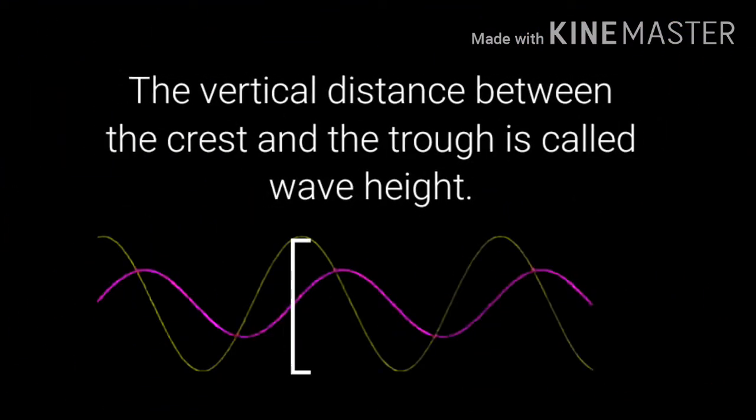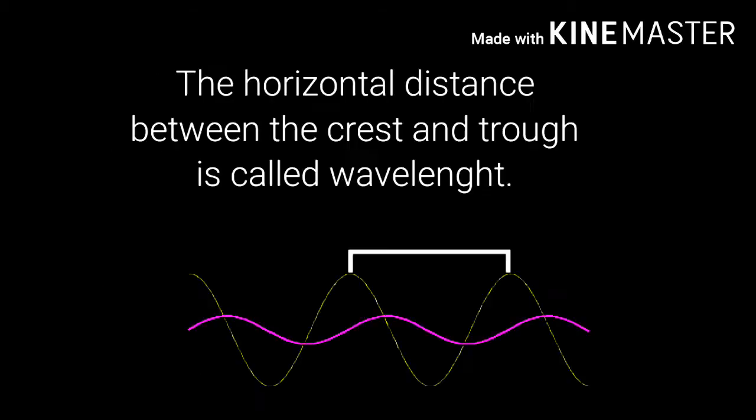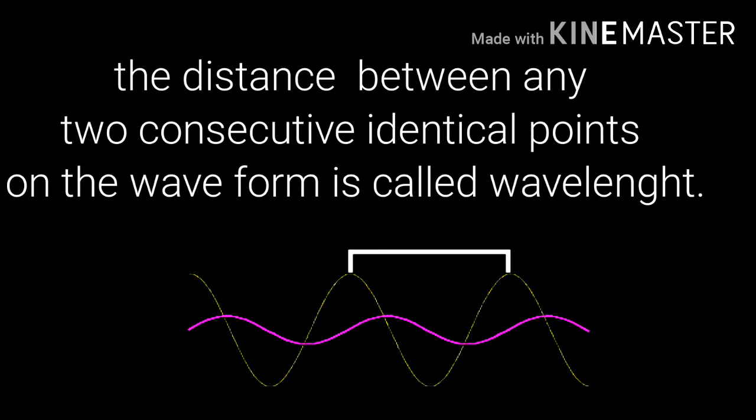Next thing to remember is that the vertical distance between the crest and the trough is called wave height, while the distance between any two consecutive identical points on the waveform is called wavelength.